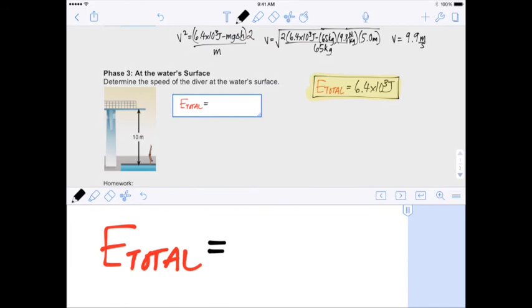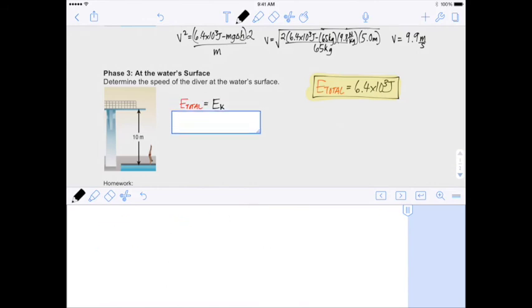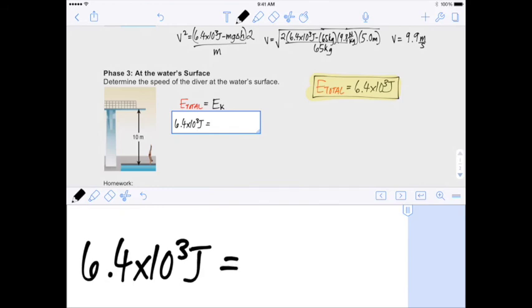So at this point here, the diver has no height above the water. As a result, he has no gravitational potential energy. He started off with all gravitational potential energy, but now has converted it all into kinetic energy. So all of the 6.4 times 10 to the power of 3 joules of energy has been converted into kinetic energy, mv squared over 2. And we can use this relationship to determine the speed of the diver just before he enters the water. All we have to do is solve for V.